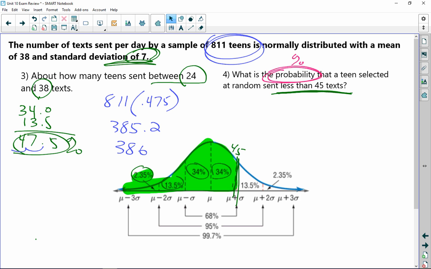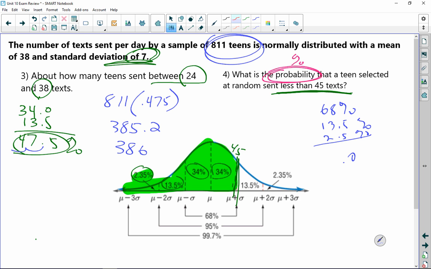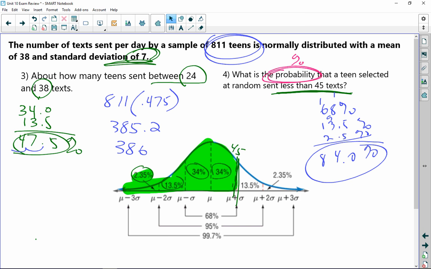Okay, so just add, you got 68%, 13.5%, and then 2.5%. Add those up. Good?